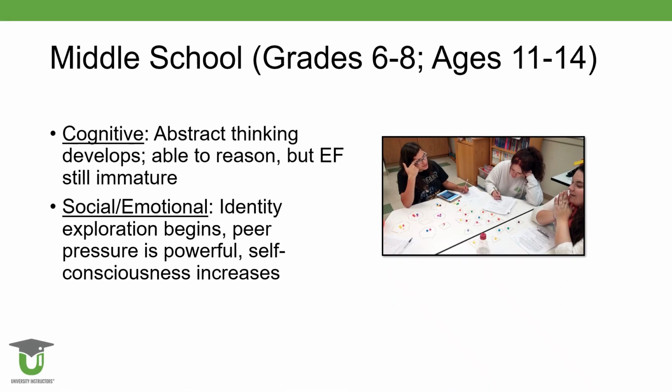In middle school, students' cognitive abilities expand with the development of abstract thinking and reasoning, though executive functioning skills are still maturing. Socially and emotionally, students begin exploring their identities, are highly influenced by peer pressure, and often experience increased self-consciousness. Understanding these milestones helps instructors design lessons that challenge students appropriately, while also providing scaffolds, supports, and opportunities to practice EF skills.